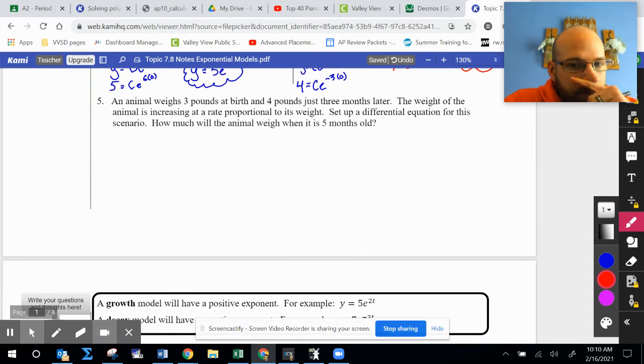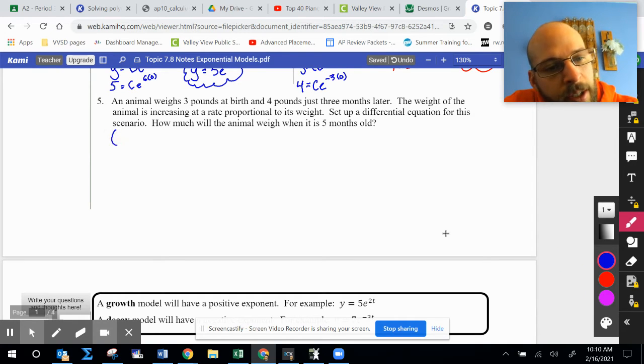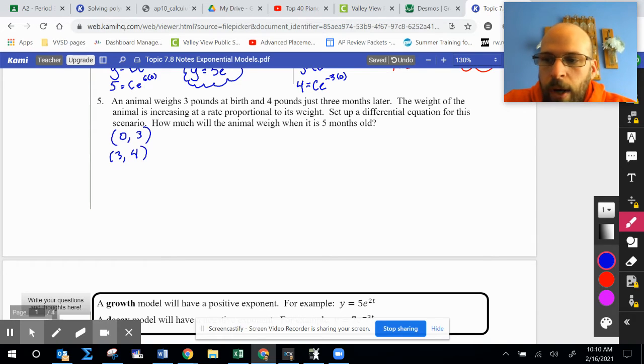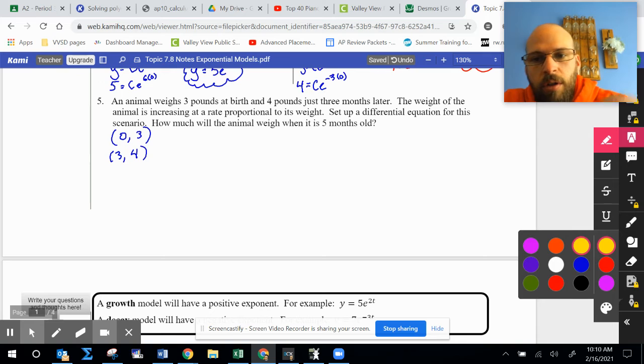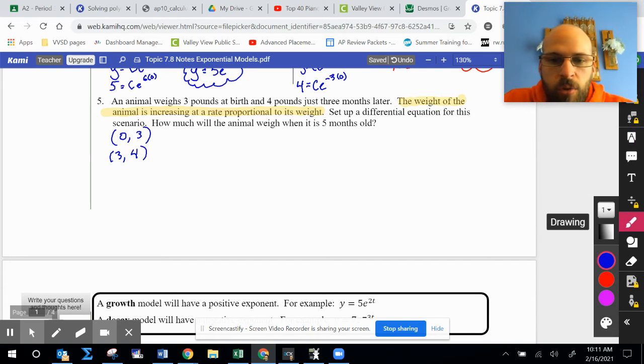So an animal weighs 3 pounds at birth, 4 pounds just 3 months later. So let's write down, in the beginning, at birth, that animal weighs 3 pounds. 3 months later, so we're talking in months, it's going to be 4 pounds. The weight of the animal is increasing at a rate proportional to its weight. So that is your clue. That is your reason for using exponential growth or decay.